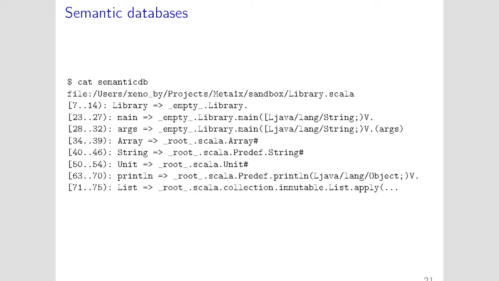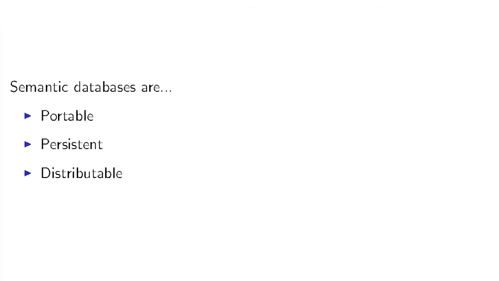So the semantic database is also distributable. Let's imagine you have library2.scala, and you have a semantic DB file for that as well, so you can merge them, or you can split them. Basically, map reduce stuff. And I find this pretty useful. And again, at Twitter, our code base is pretty huge, millions of lines of code. So this is especially relevant for us.